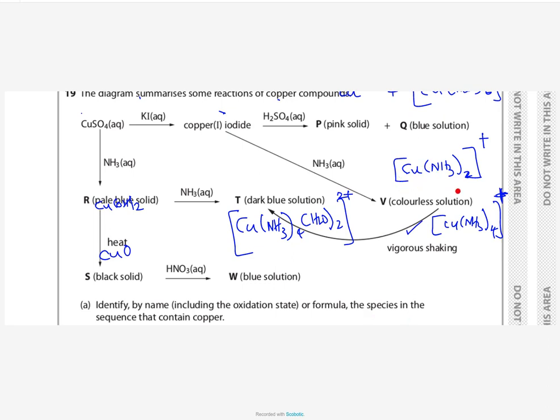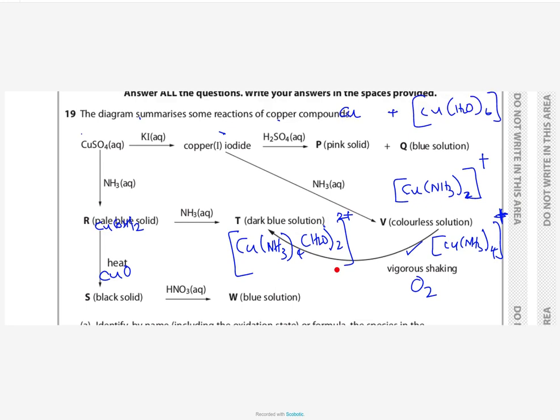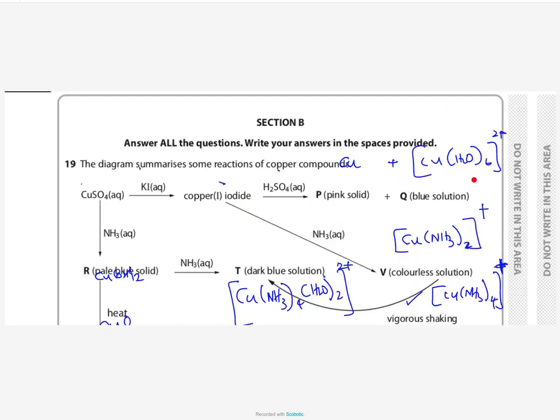So what happens in your vigorous shaking? This copper plus reacts with the oxygen and gets oxidized to copper 2 plus. Further oxidation takes place here, so plus turns to 2 plus. It doesn't matter if you put 2 ammonia, 4 ammonia, or 3 ammonia, but not 1. Anything between 2 to 4 is accepted, but not 1. You can't write 1. Right? Clear? So here even copper sulfate is okay.